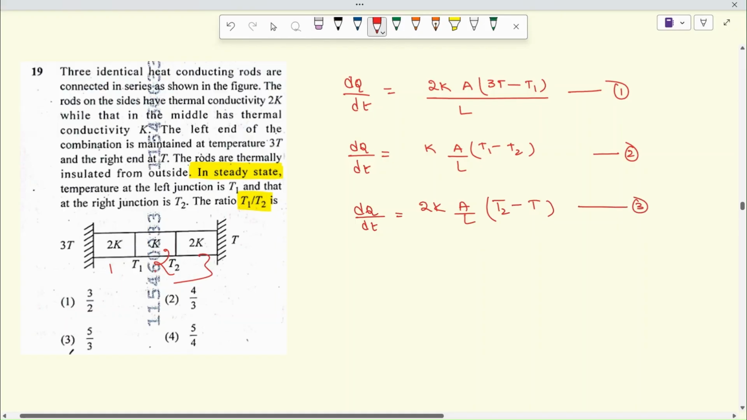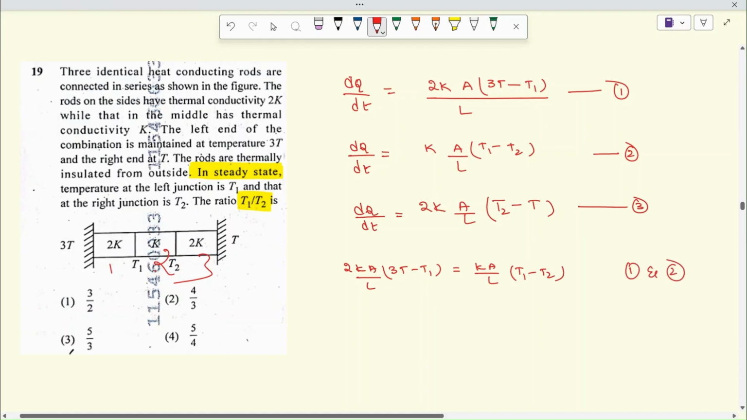Now let us simplify. We want the T1 by T2 ratio. So we can use any 2 of them and solve one by one, finally get the ratio. Taking the first and second equations, what can we say? Left hand sides are same, so RHS should be equal. 2KA by L into 3T minus T1 should be equal to KA by L into T1 minus T2. This is obtained from equation 1 and 2.